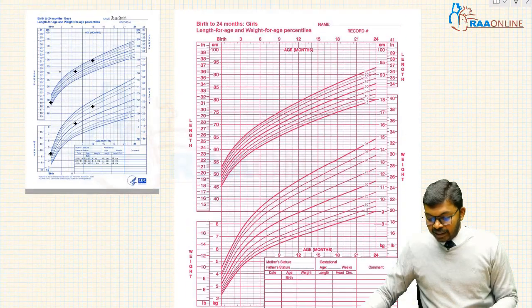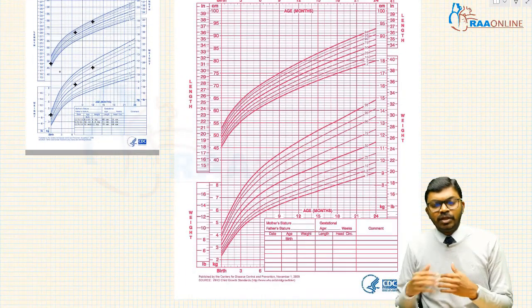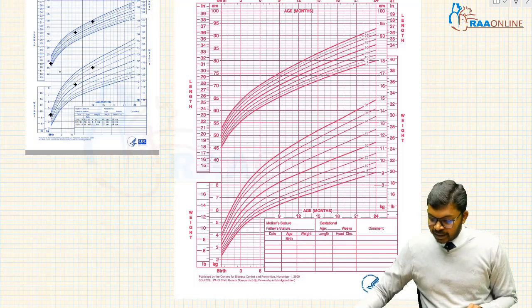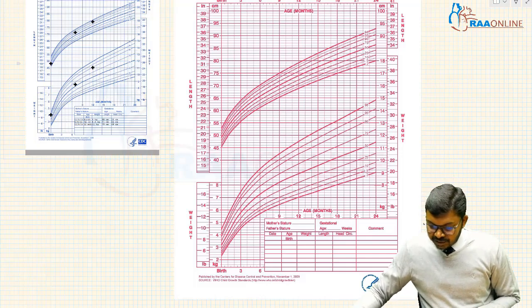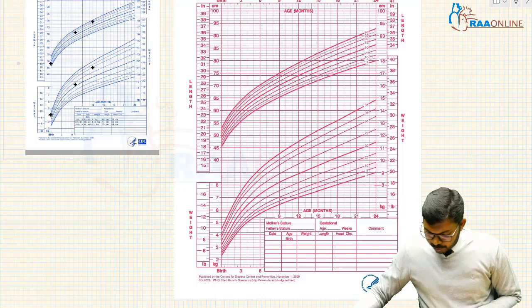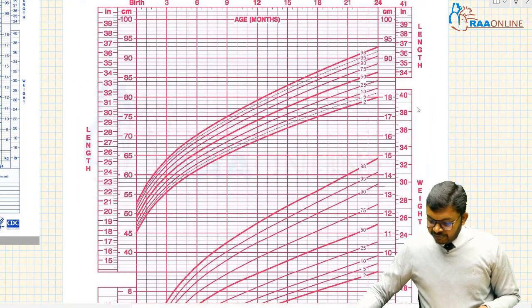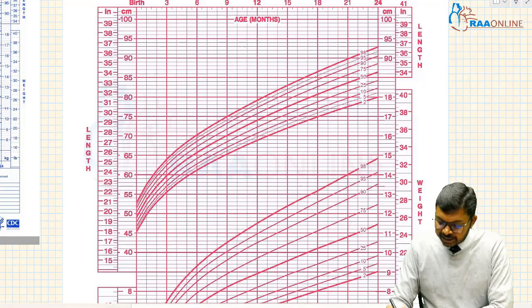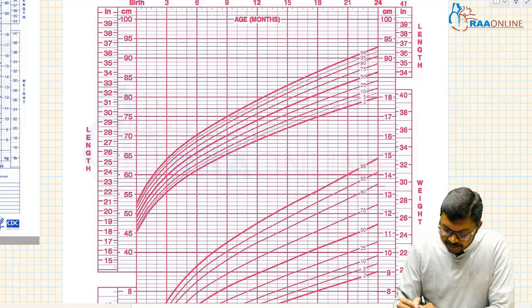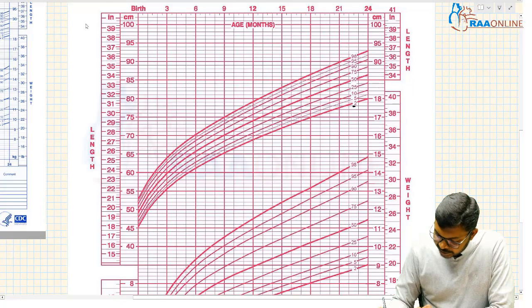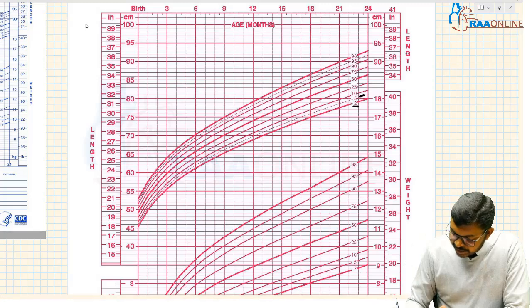Graph first so that you understand what it is and so that we can easily interpret it. Now in this graph, let me zoom this in for you. If you look at this graph, every line that you see is a percentile line. Now this is a 2 percentile line, then 5 percentile line, 10 percentile, 25 percentile, 50.